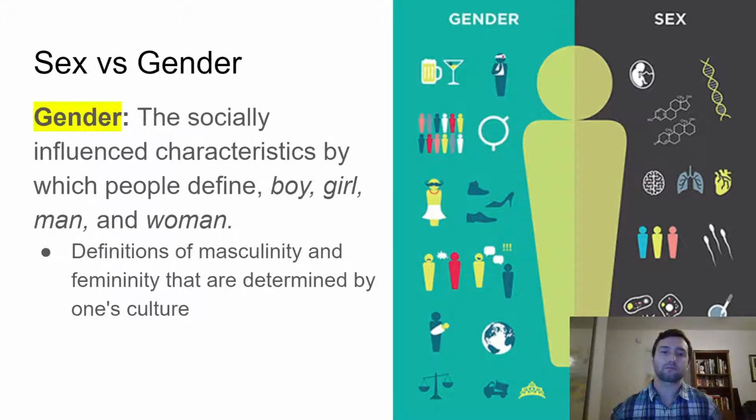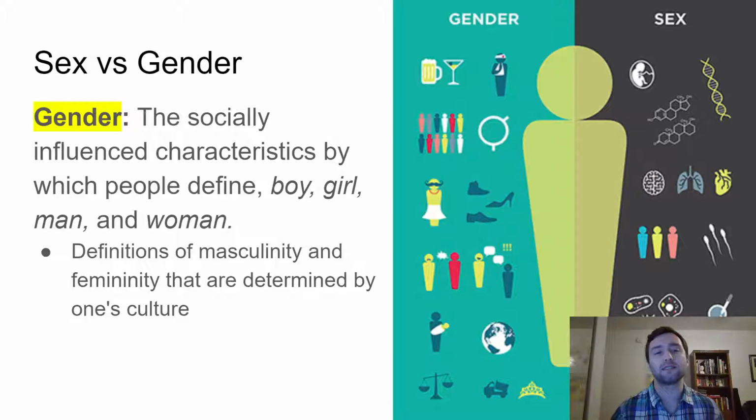Now, the other side of this is gender, right? So we've got sex and we have gender. Gender is actually the socially influenced characteristics by which we define boy, girl, man, woman. For a long time, at least in Western societies, people have talked about gender and sex interchangeably. And for a lot of people, it is pretty interchangeable. For most people, the way that you define a boy or a girl is very similar to how we define a male or female sex.